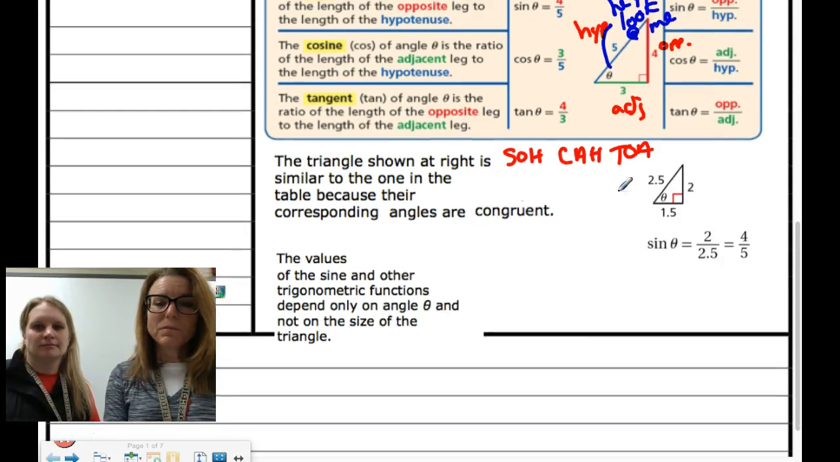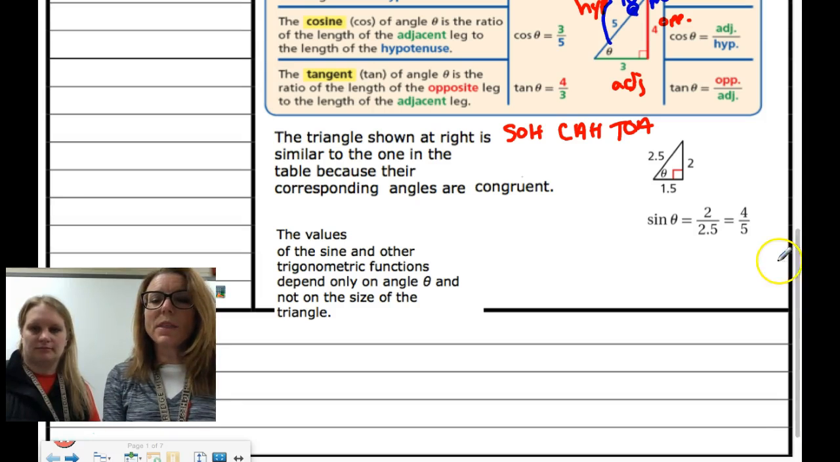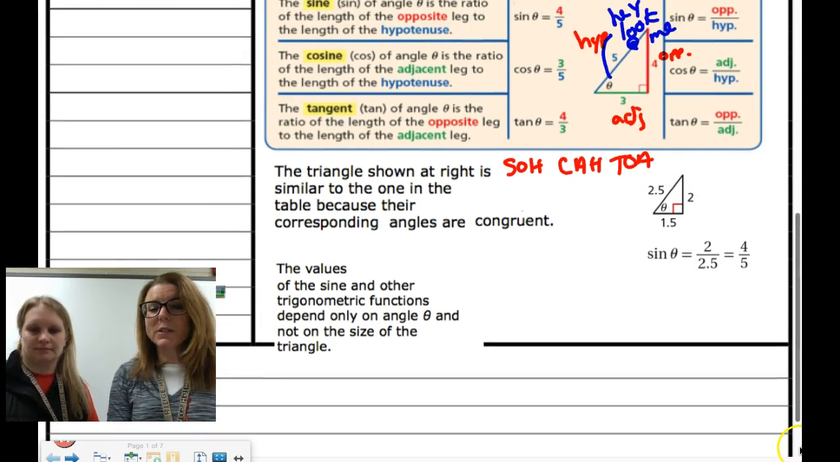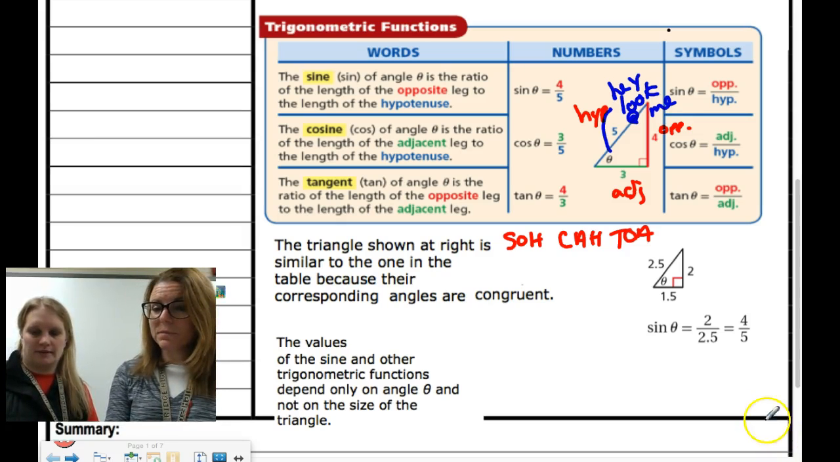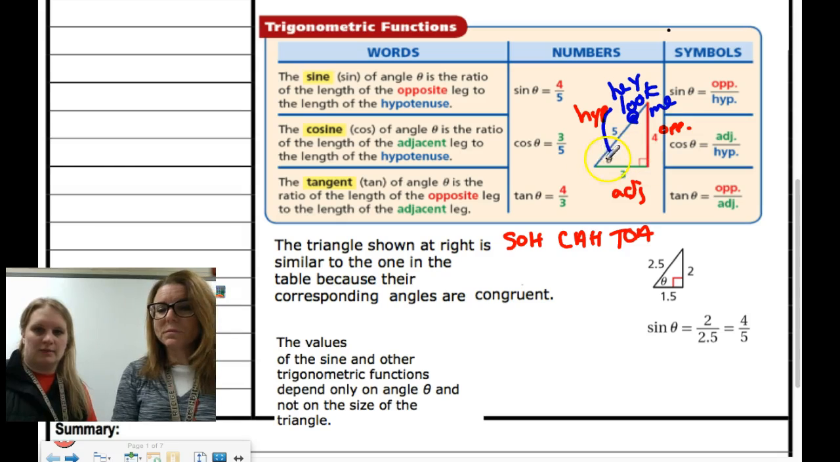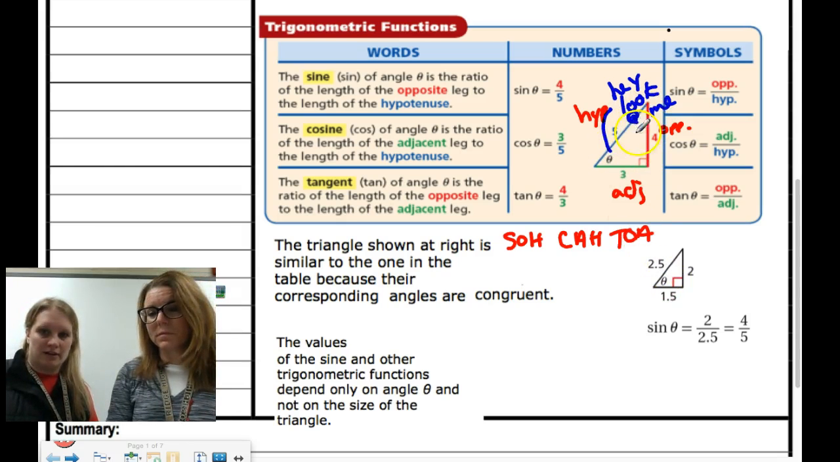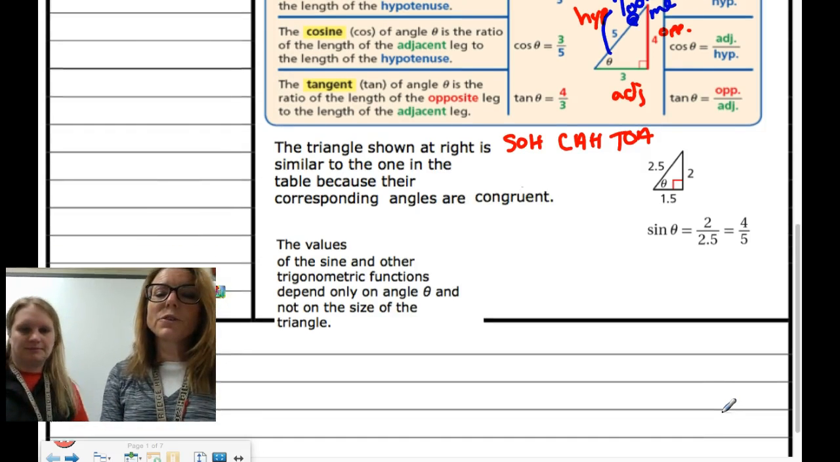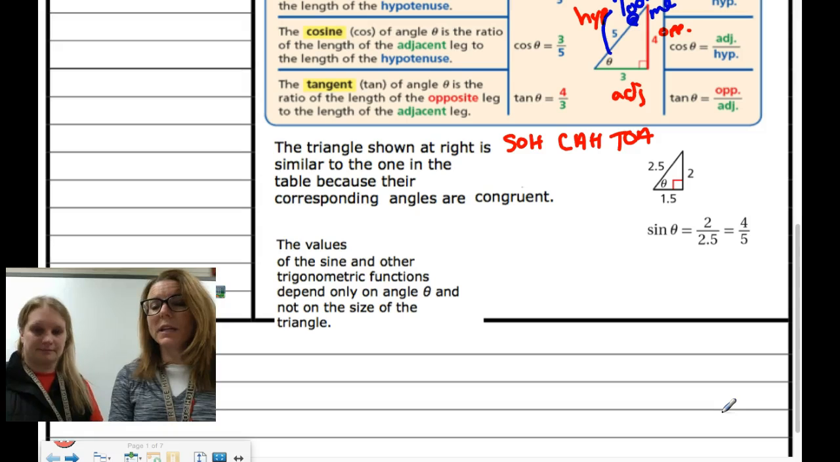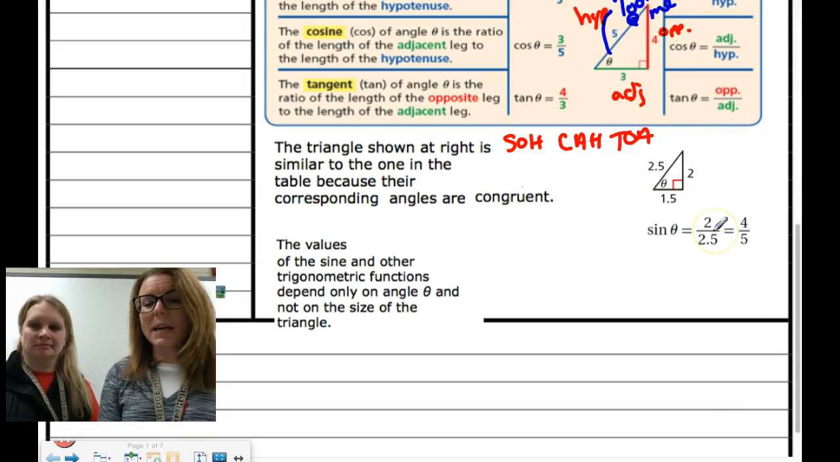The triangle shown at the right is similar to the one in the table because their corresponding angles are congruent. And so therefore, notice the sine is the same. Since we have a 90 and the theta, which is the same, we always know by the third angle theorem that the third one's the same. So if all the angles are congruent, then the corresponding sides will be as well. The values of the sine and other trigonometric functions depend only on angle theta and not on the size of the triangle. This triangle's bigger, this triangle's smaller, but they're still the same sine.